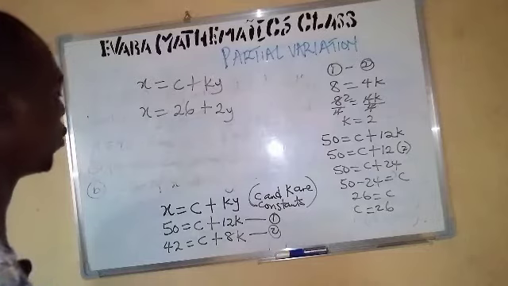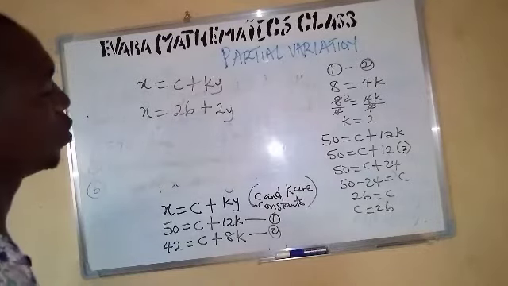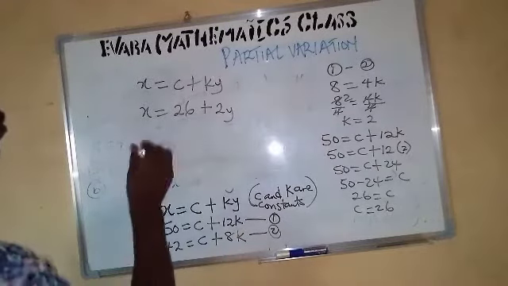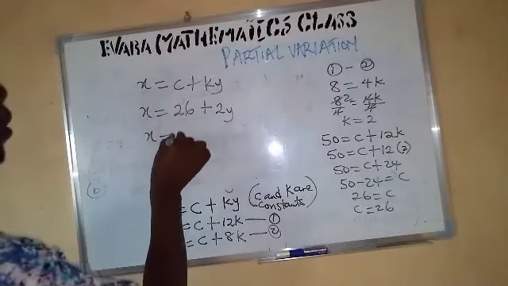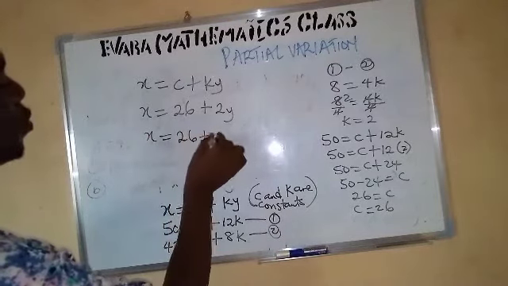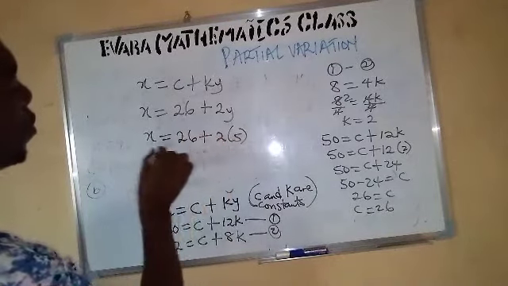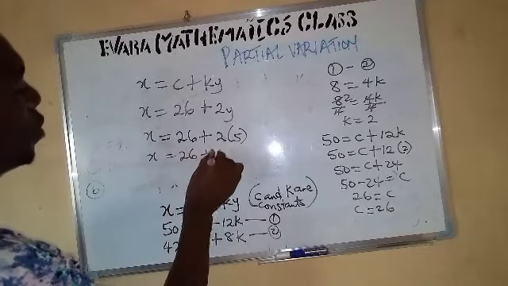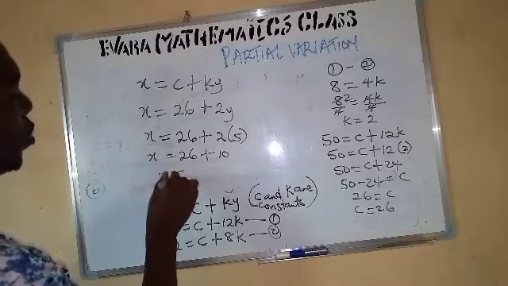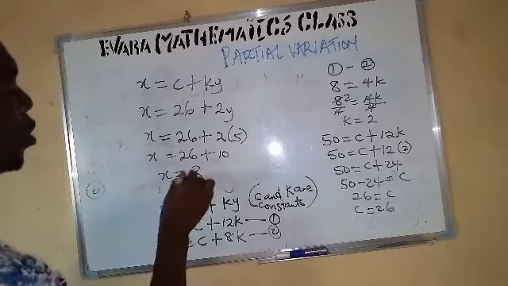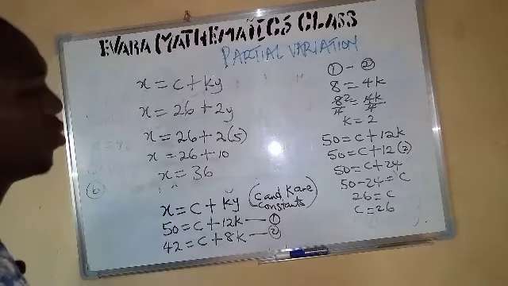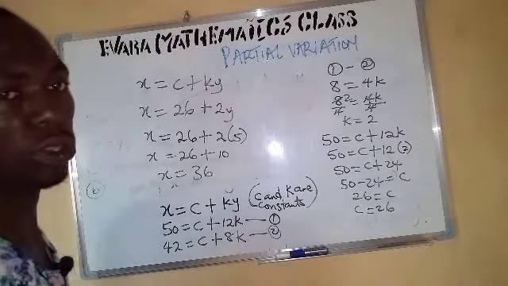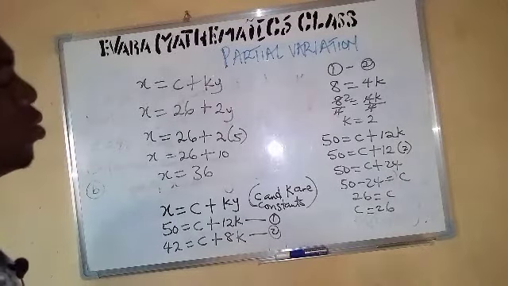The second question says we should find the value of x when y equals 5. When y equals 5, we have 26 plus 2 times 5. So x equals 26 plus 2 times 5, which is 10. So x equals 26 plus 10, which is 36. So this is how to attempt a question on partial variation.